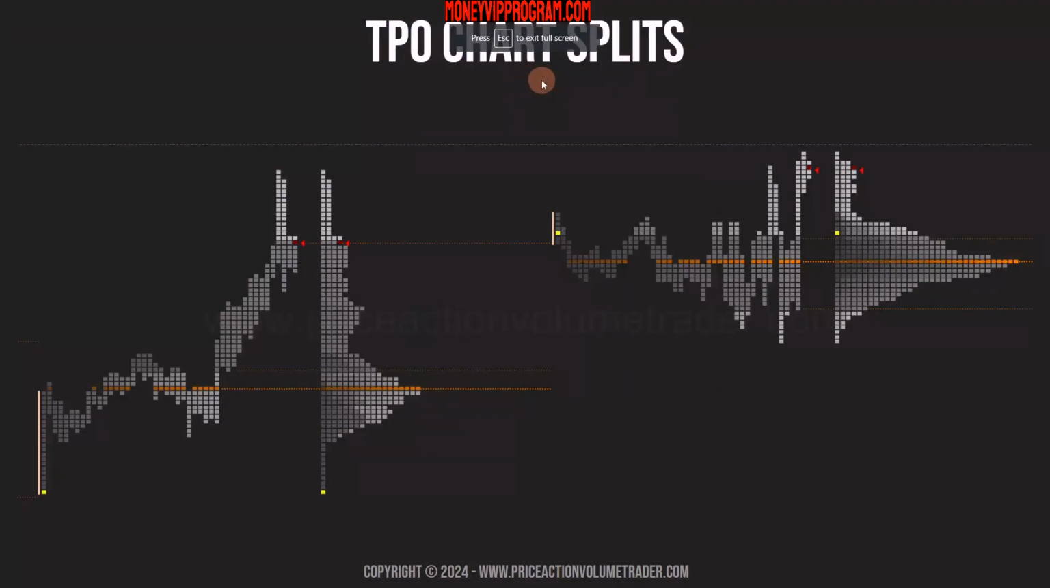Okay, and we already talked about this, but the TPO chart splits. So again, this is the representation of the TPO chart all together. And then this is how you can see it all split up, open down over here, close right over here. And if you split it into all its periods, you can very clearly see how this market moved, the same way you would see it if you were looking at a 30-minute chart.